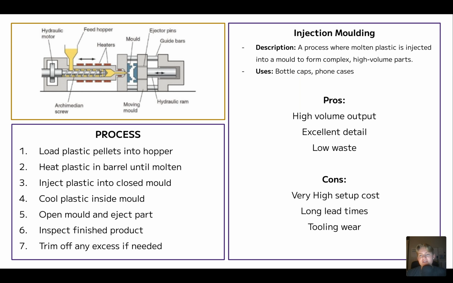So injection molding is the next process, not to be confused with blow molding. Often get confused for some reason. They're not even that similar, but it can best be described as a process where molten plastic is injected into a mold to form a complex, high-volume part. So what I mean by high volume is that it is thick material, and the uses of it would be for like a bottle cap or phone case.